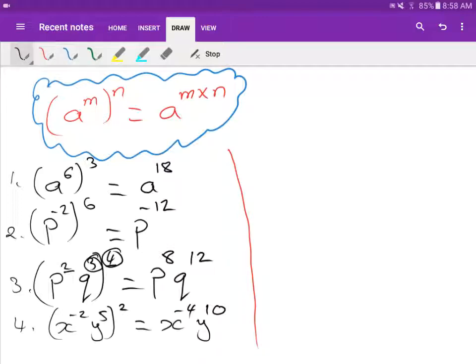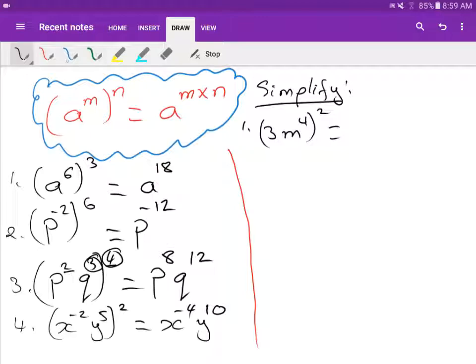Okay, let's add a bit of flavor. I want you to simplify this. Just write simplify. Let's say number 1: 3m to the power 4, all to the power of 2. Because this is a number, it doesn't really matter whether it's a number or a letter, the same rule applies.